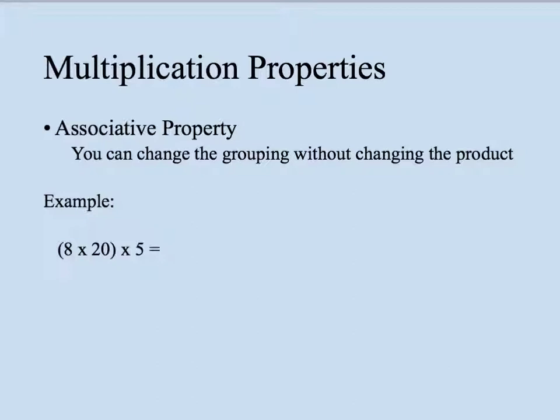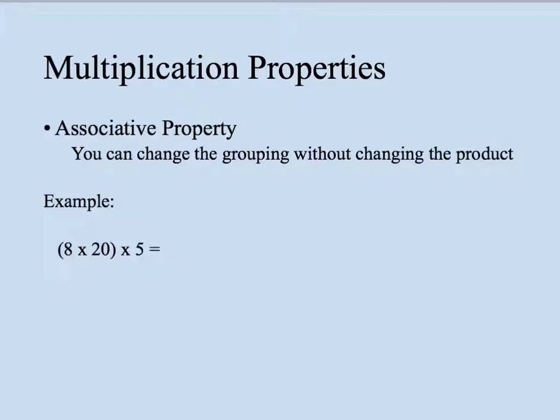Another property that I'd like to take a look at is the associative property. This is the property that states that you may change the grouping of factors without changing the final product. This property comes in handy when multiplying 3 or more factors together. In the example below, we have 8 times 20 in parentheses times 5. I can also regroup this same problem to change the partial products I get, but my final product is going to be equal no matter how I group these numbers.